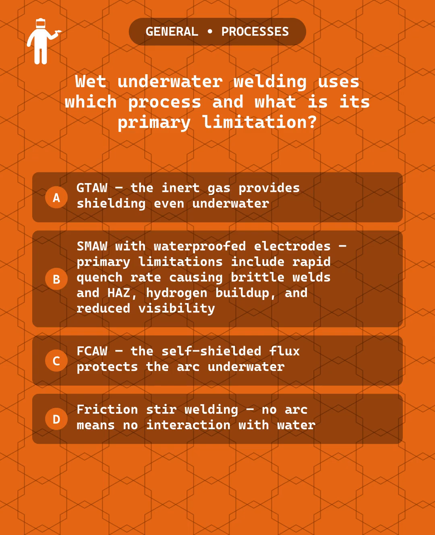Question 5. Wet underwater welding uses which process and what is its primary limitation? A. GTAW, because the inert gas provides shielding even underwater. B. SMAW, with waterproofed electrodes, with primary limitations including rapid quench rate causing brittle welds and HAZ, hydrogen buildup, and reduced visibility. C. FCAW, because the self-shielded flux protects the arc underwater. Or D. Friction stir welding, since no arc means no interaction with water.